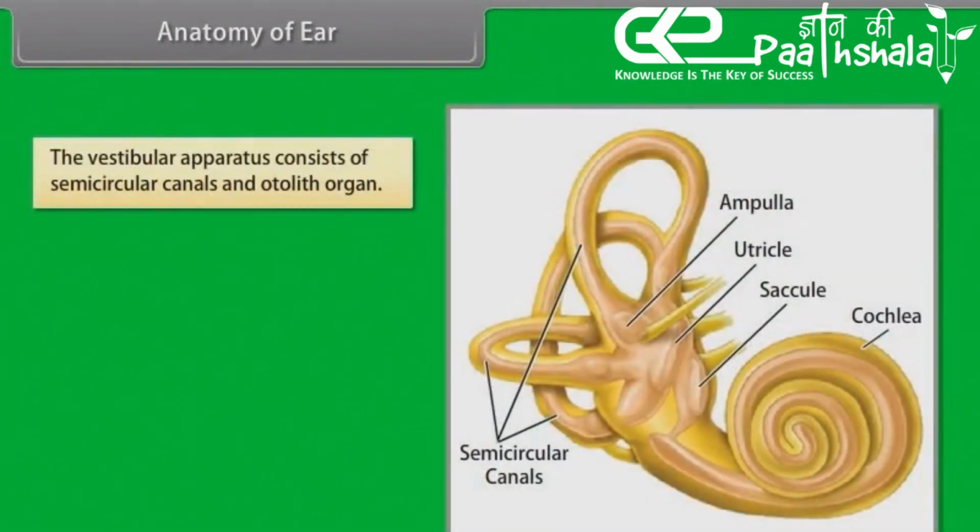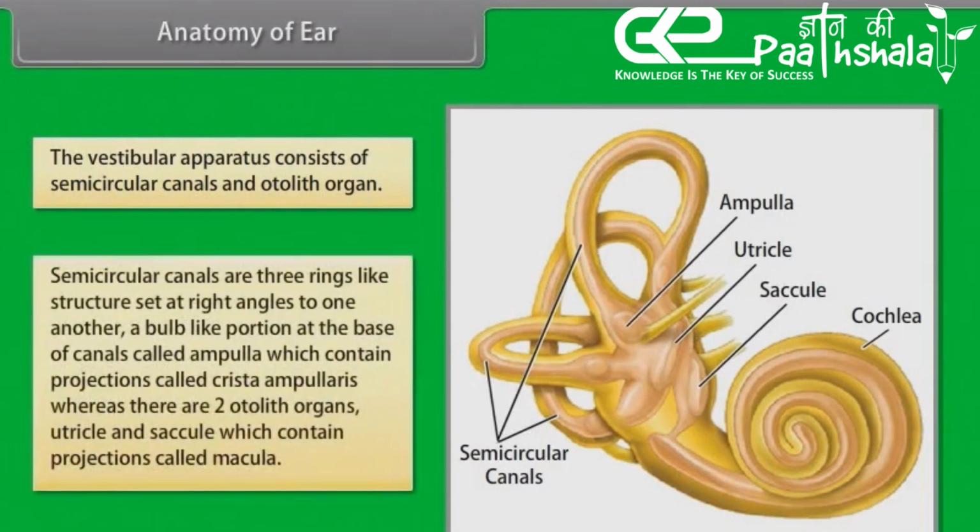The vestibular apparatus consists of the semicircular canals and otolith organs. The semicircular canals are three ring-like structures set at right angles to one another, with a bulb-like portion at the base of the canals called the ampulla, which contains projections called crista ampullaris. There are two otolith organs, the utricle and saccule, which contain projections called macula.